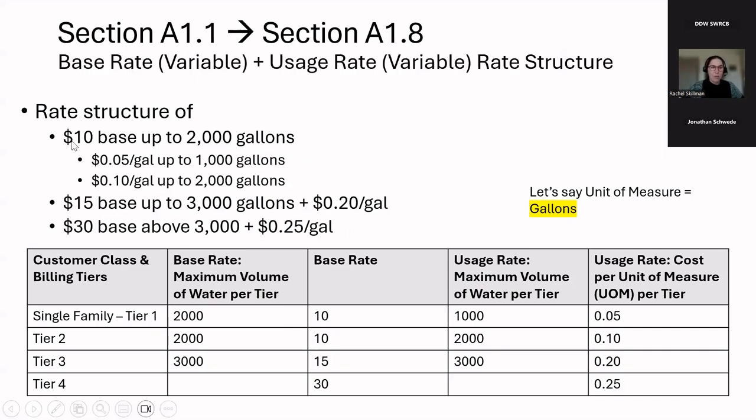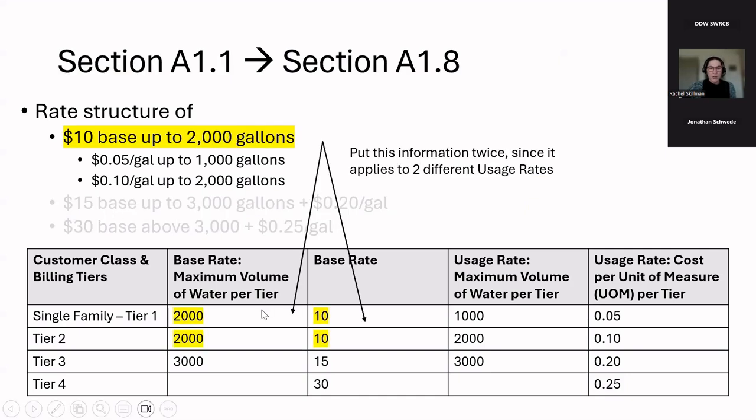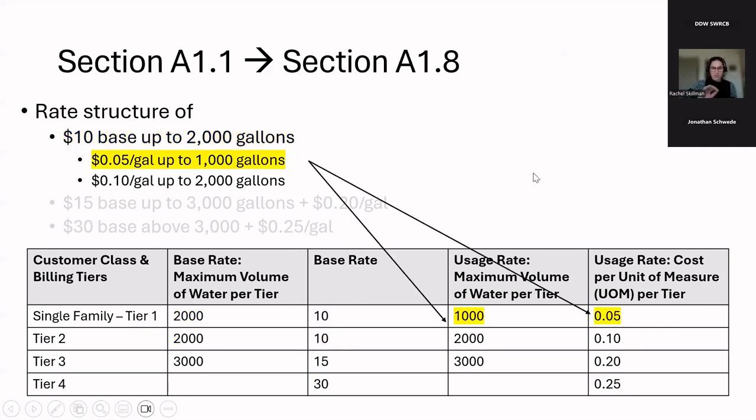But in this case, I've highlighted how it's still a variable usage rate, but this variable rate applies to the same base rate. So I have a $10 base up to 2,000 gallons, but within that tier, customers could have different usage rates. I could charge 5 cents per gallon up to 1,000 gallons and 10 cents per gallon from 1,000 to 2,000 gallons. If I were to put that into this table, I want to make sure I'm putting the information for the base rate twice because it would technically apply to both tiers of this variable usage rate. So hopefully this isn't too confusing. And then I would put the two different tiers for my usage rate variable in these boxes.